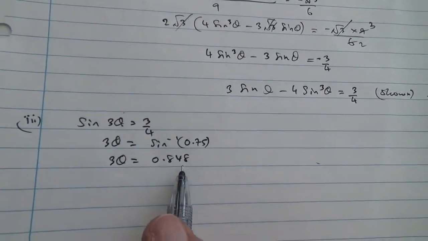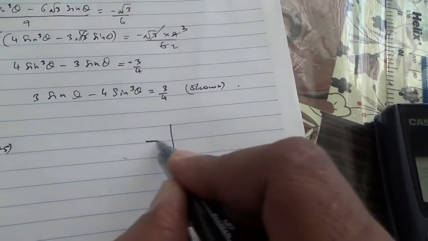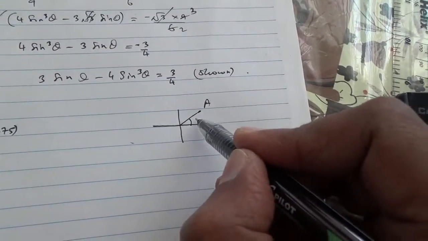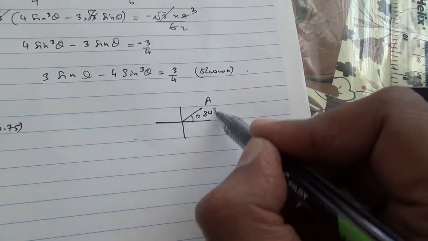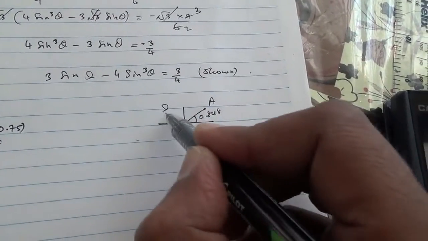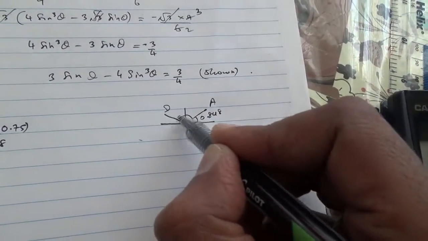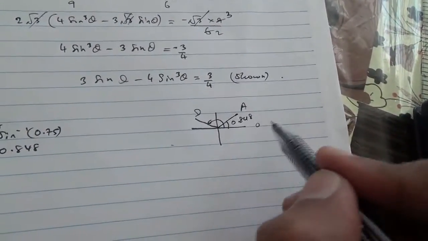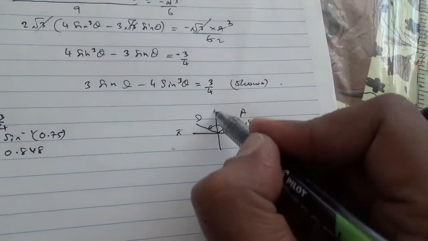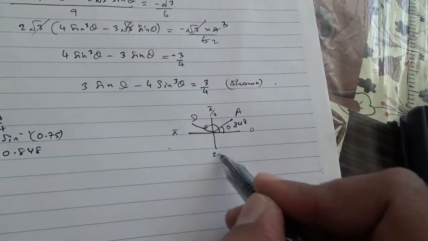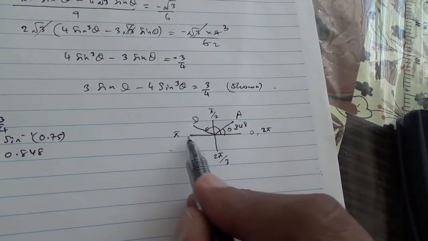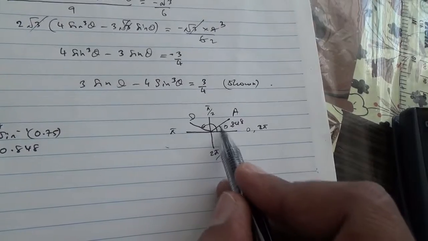This is the basic angle. Now, what am I talking about here? I'm talking about the quadrants. Sine is positive here, and this is 0.848. When can sine get positive again? It can get positive in the second quadrant. So I get a second angle. This whole thing here is 0, this is pi upon 2, this is 3 pi upon 2, and here we have 2 pi. So this is like saying pi minus this angle.